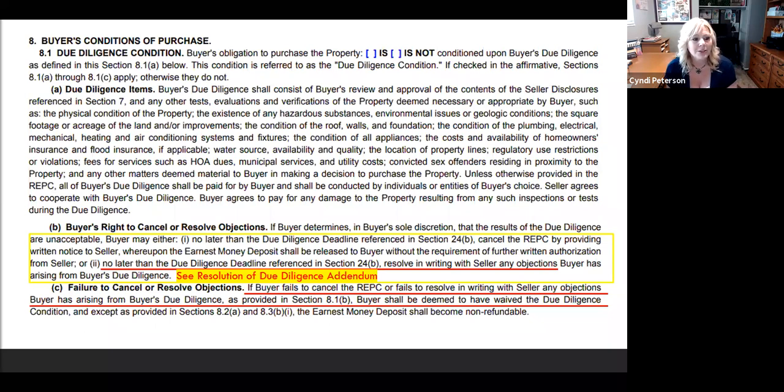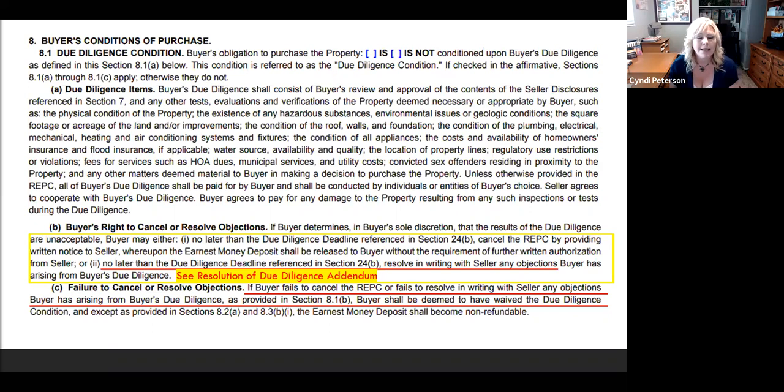All of the buyer's due diligence shall be paid for by the buyer and shall be conducted by individuals or entities of buyer's choice. Seller agrees to cooperate with the buyer's due diligence and the buyer agrees to pay for any damages resulting from any inspections or tests done to the property.